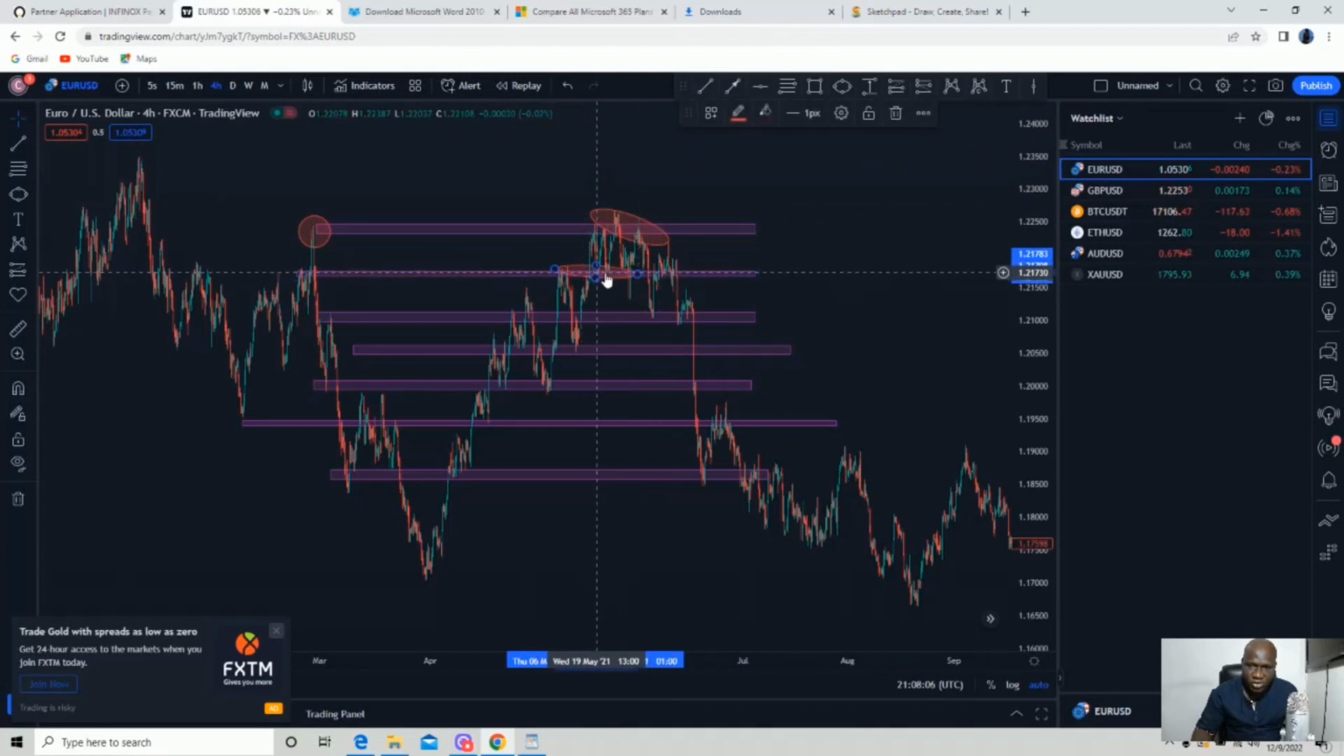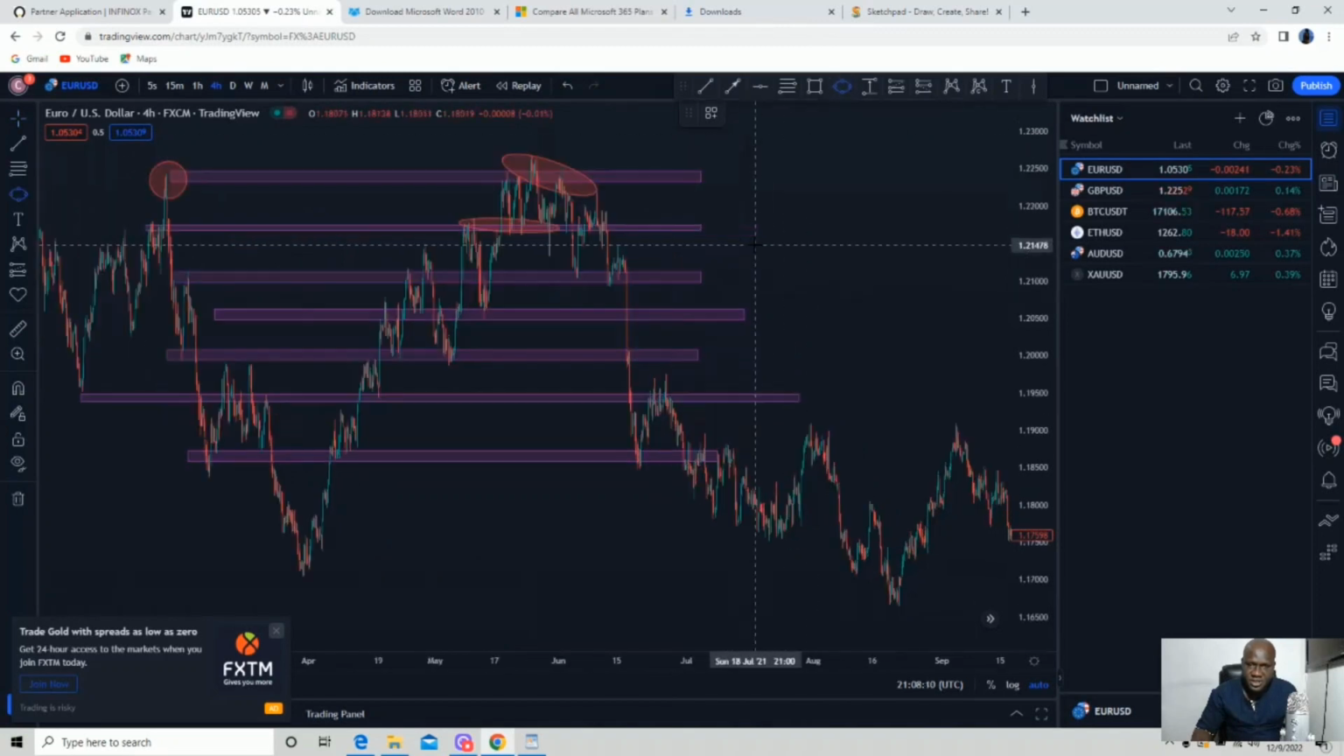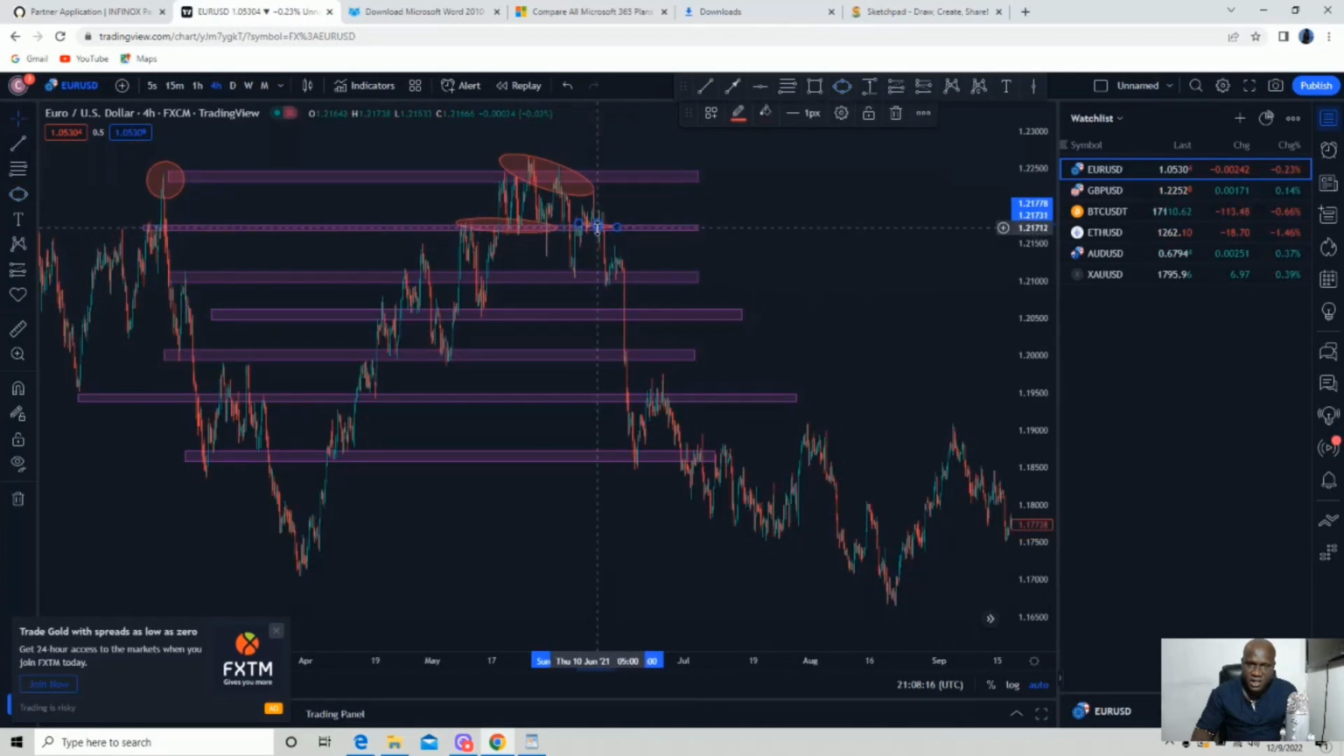These three here are called support, but these ones here, let me separate. These ones here are resistant. Why did I say that resistant? Because this is where this other candlestick touched the top layer of this structure. So they are also called resistant.